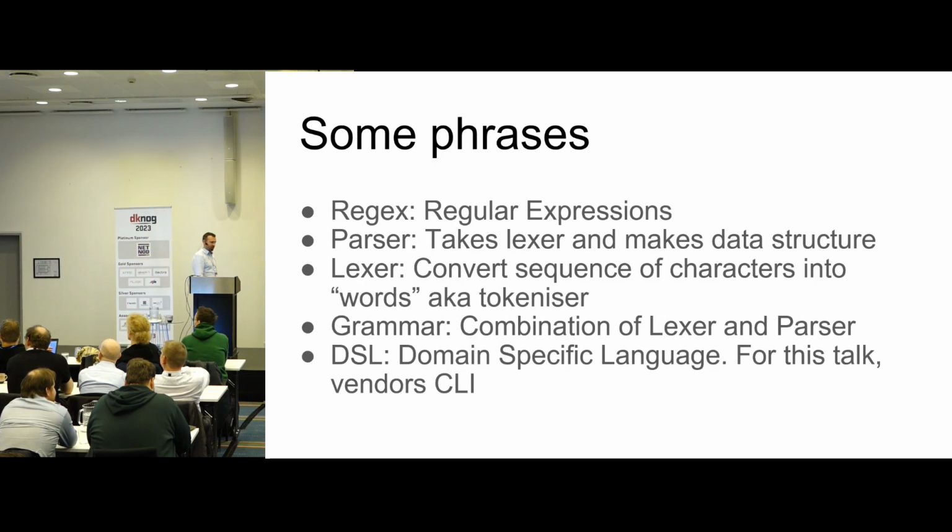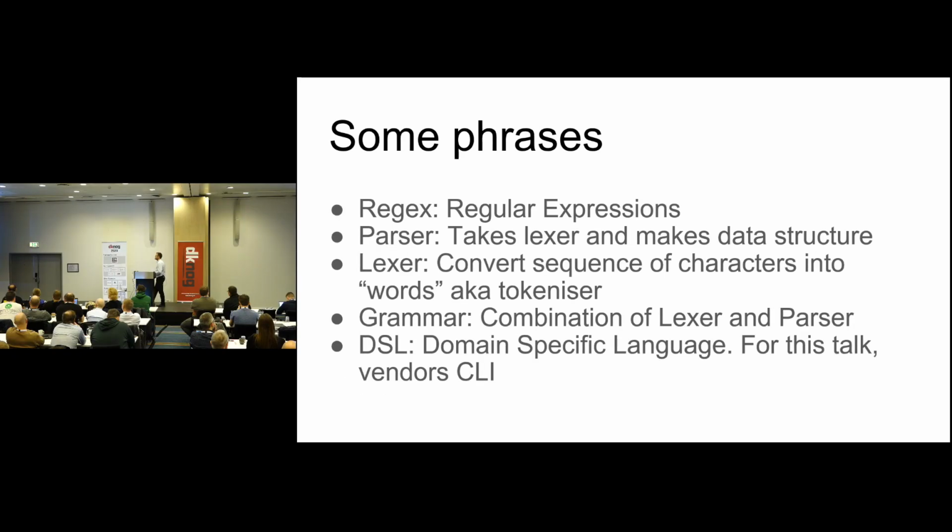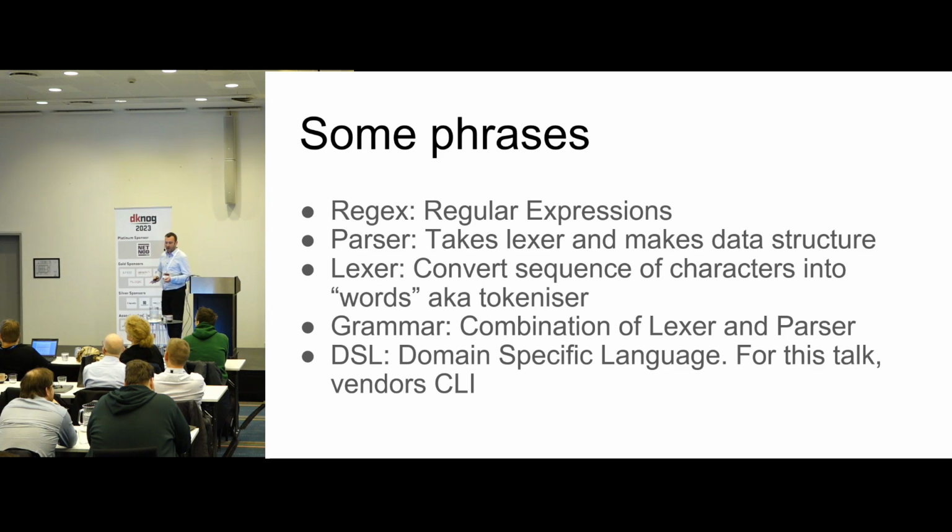A few phrases first. These are some things you'll be seeing during the talk. It's regular expressions, it's regex. It's kind of a meta language to describe a pattern you're looking for. A parser is basically a way to describe how language is put together, like formal text. It needs a lexer. A lexer is basically a way to describe what a word looks like on input. Grammar is a combo of both. And a DSL is a domain-specific language. This is just going to be like vendor CLI.